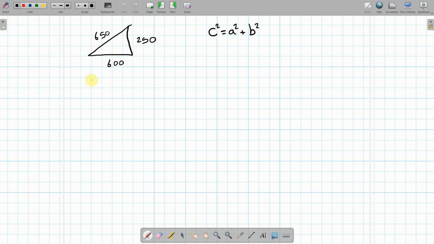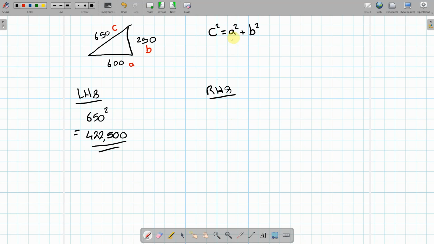But for this case, the best way to solve the converse of Pythagoras is to consider each side of the equal sign separately. So if we go for the left hand side first, which is the c squared, we'll label our triangle first. So c is always the hypotenuse, and then a and b, it doesn't matter which one is which. We'll just call this one a and we'll call this one b. So if we do 650 squared, that will give us a value of 422,500.